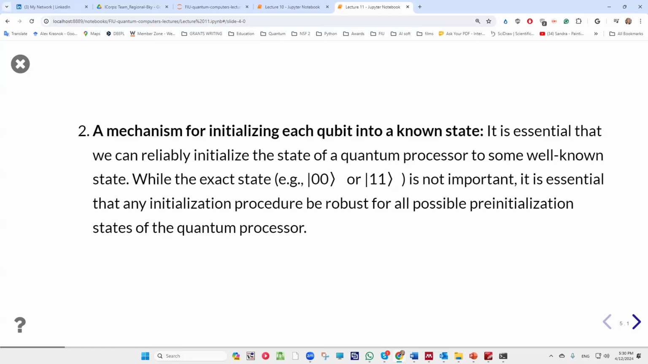Another criterion, the second one, is that we need to be able to initialize each qubit to a known state. It's not enough to trap an atom and excite it somehow. We need to know how to initialize any particular state in this qubit. This is the second criterion.